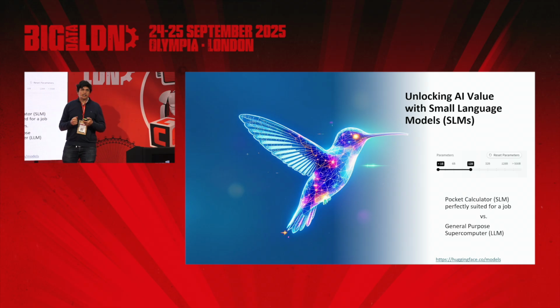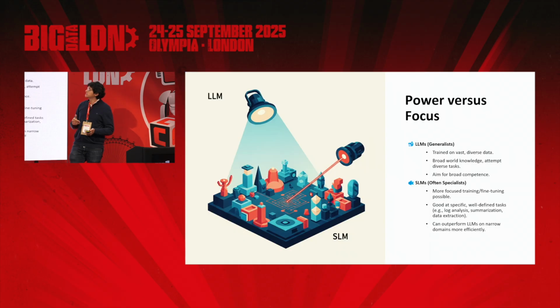Now, you might ask, that sounds significantly smaller than the state-of-the-art models that are actually over 500 billion parameters. How can they stand a chance? And it's not really a direct competition. This is about power versus focus.